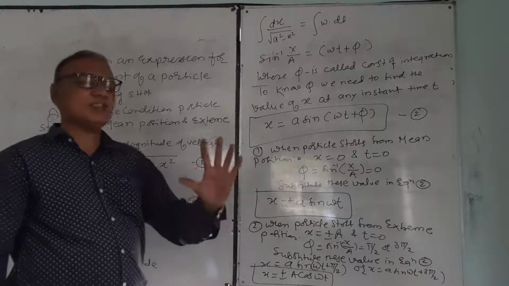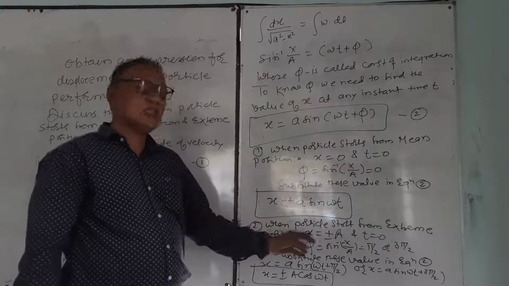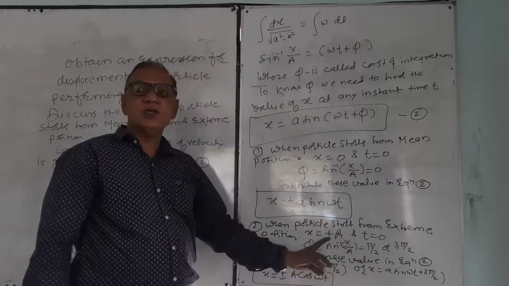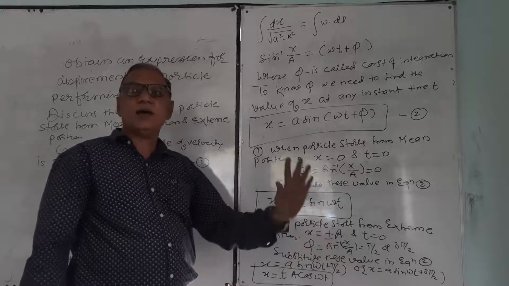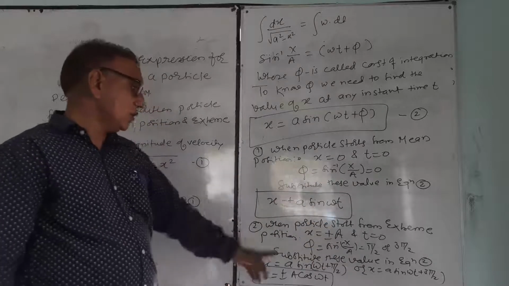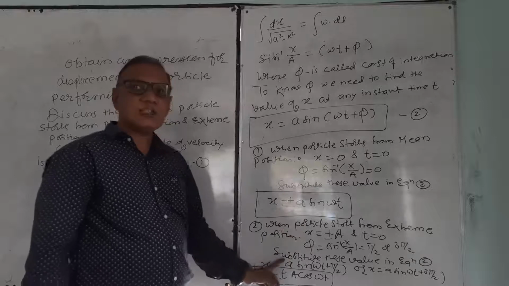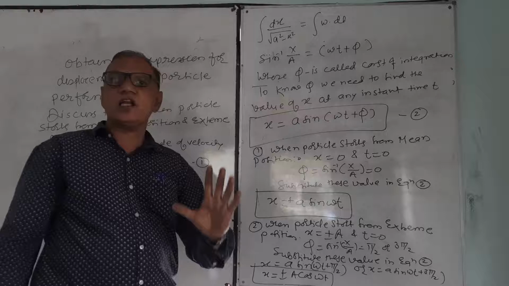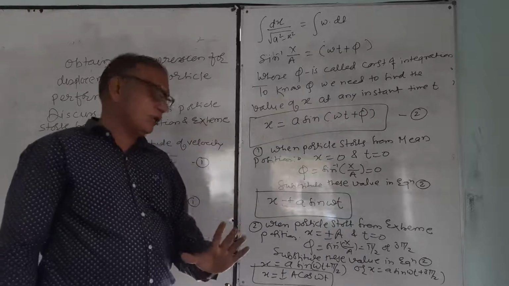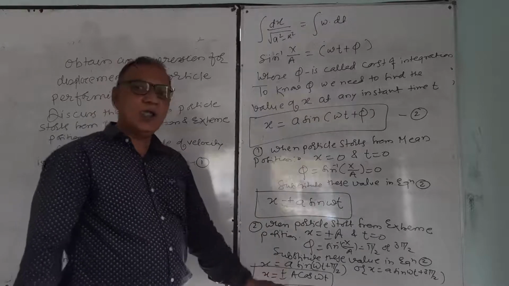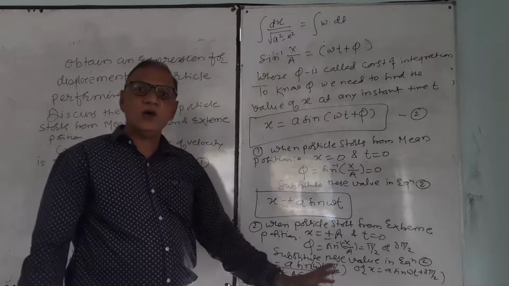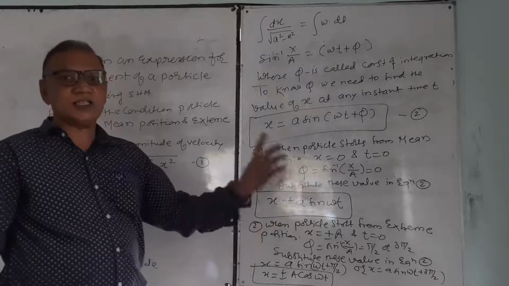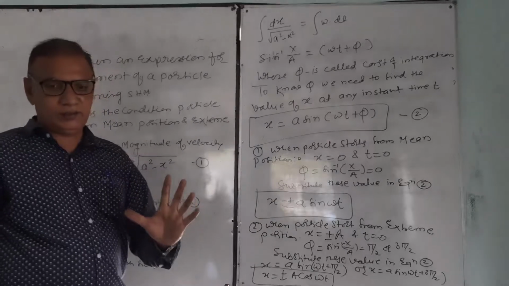When particle starts from extreme position, x is equal to plus or minus a and t is equal to 0, and phi is equal to sine inverse x by a is equal to pi by 2 or 3 pi by 2. Substitute this value in equation 2. x is equal to a sin of omega t plus pi by 2 or x is equal to a sin of omega t plus 3 pi by 2. It can be written as x is equal to plus or minus a cos of omega t. This is an expression for particle starts from extreme position.